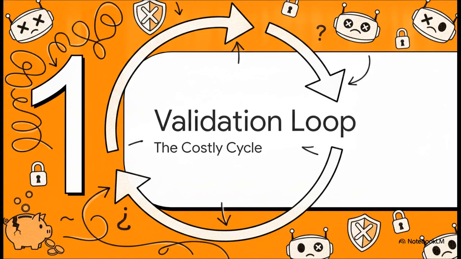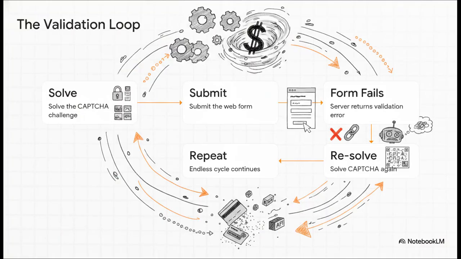All right, part one, the costly validation loop. Let's define what we're up against. Here is a super common, yet incredibly flawed production loop. Step 1, your automation solves the CAPTCHA. Step 2, it submits the form. But then, step 3, the server spits back a basic error, something like invalid email format, or maybe a missing required field.